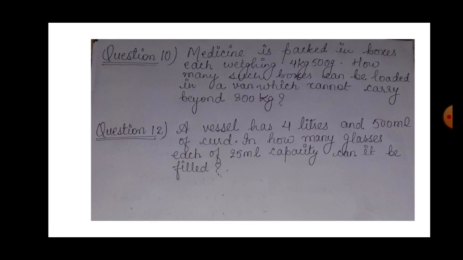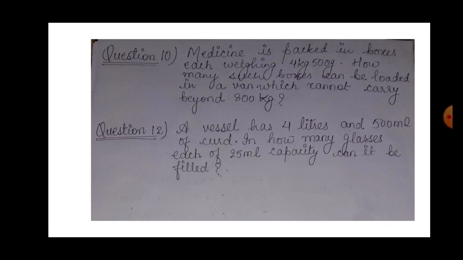Now if you look at question number 10, it is the same as your question number 9. So what it is asking, you can read it one time: medicine is packed in a box, each weighing 4 kg 500 gram. How many such boxes can be loaded in a van which cannot carry beyond 800 kg?